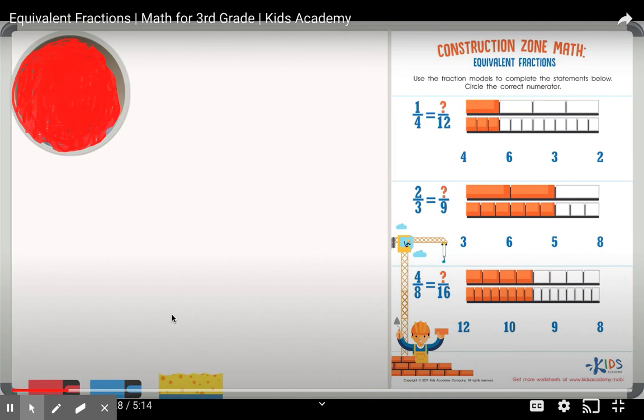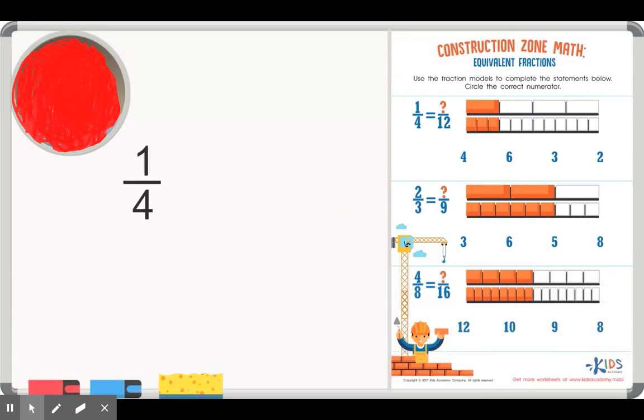Okay, ready? So if we had a fraction of 1/4, well, before we even draw a picture of 1/4, let's identify what each piece of the fraction is so we know exactly what we're drawing. 4 is the denominator or the bottom number. That shows you into how many pieces the fraction is broken up into. For this fraction, I know that it's going to be broken up into 4 equal pieces.